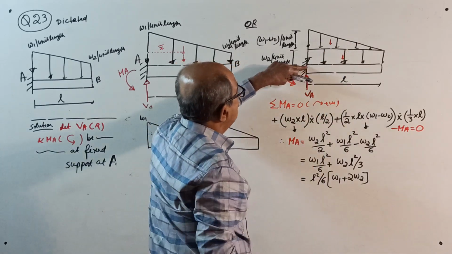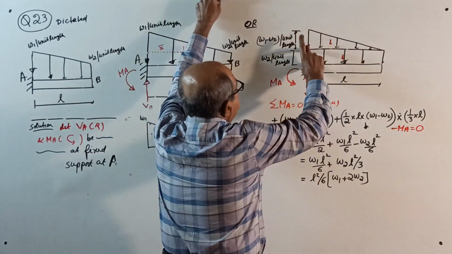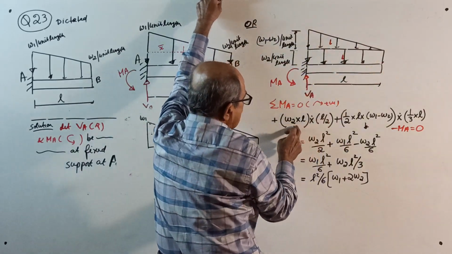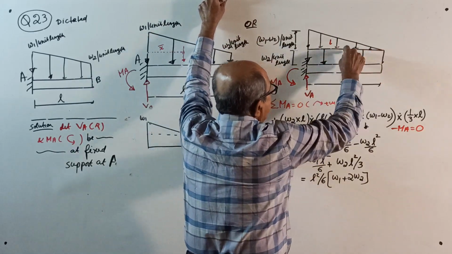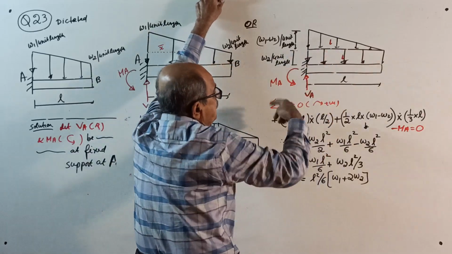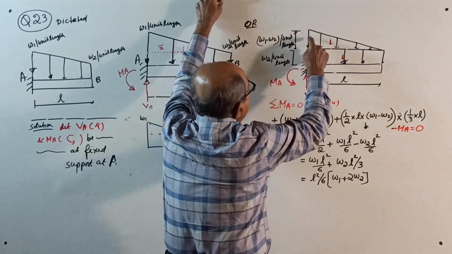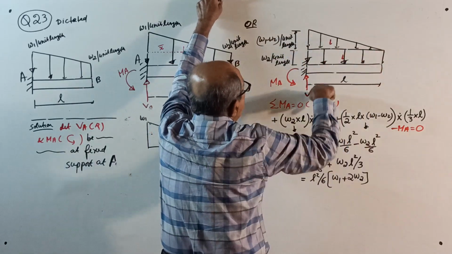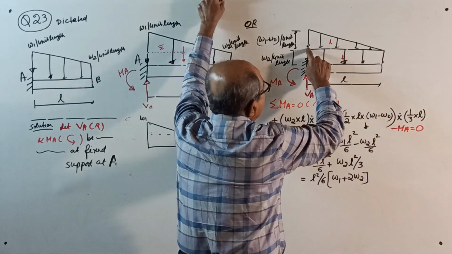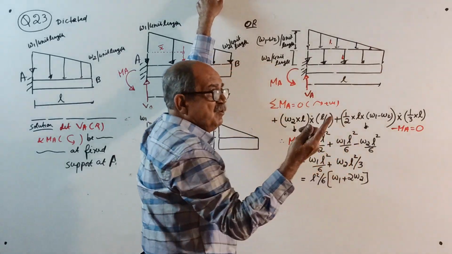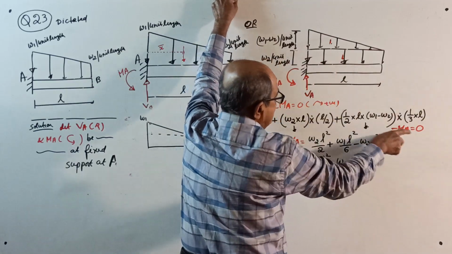Start. Sigma M about A equal to 0: plus W2 into L is the total load of the UDL, into L by 2, clockwise, plus half into L into W1 minus W2 is the total load, into 1/3 of L, because if it goes this way, in some other question you have to take 2/3, equals 0, minus MA equal to 0.